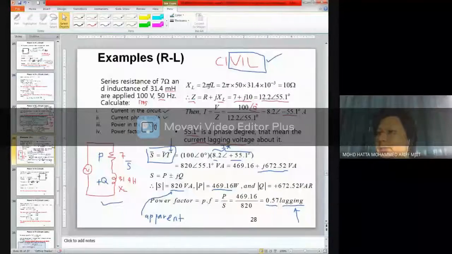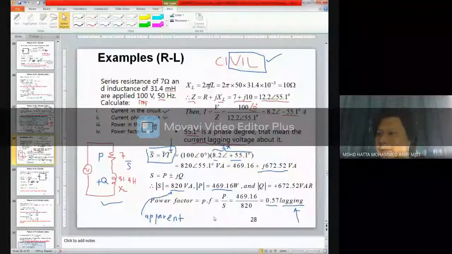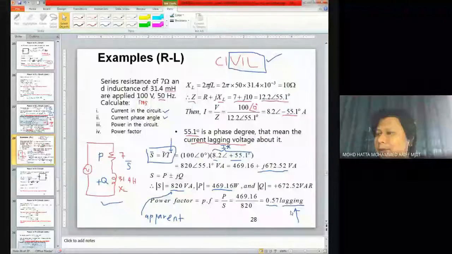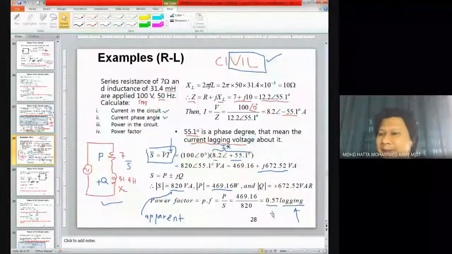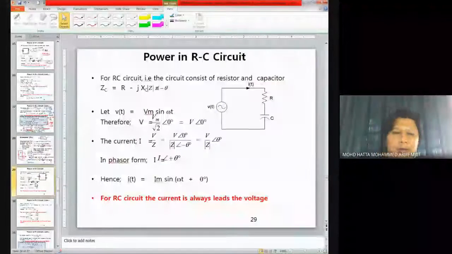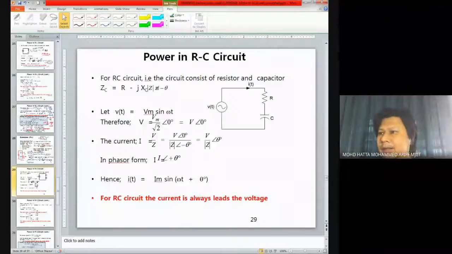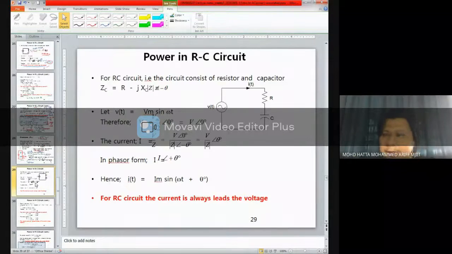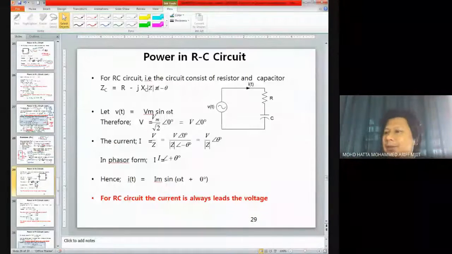Did some example, and at the end we did a calculation of power factor using magnitude of P and magnitude of S, and will give us the power factor value as well as the characteristic of power factor. We will continue our lesson in this session, and in the second part of our session we will have a look at our tutorials, or maybe exercise for you guys.